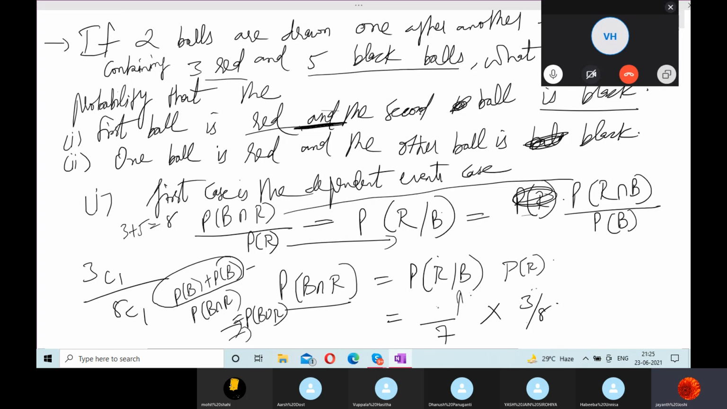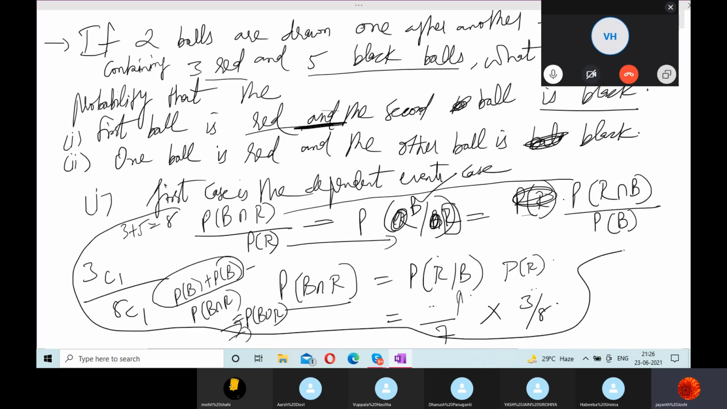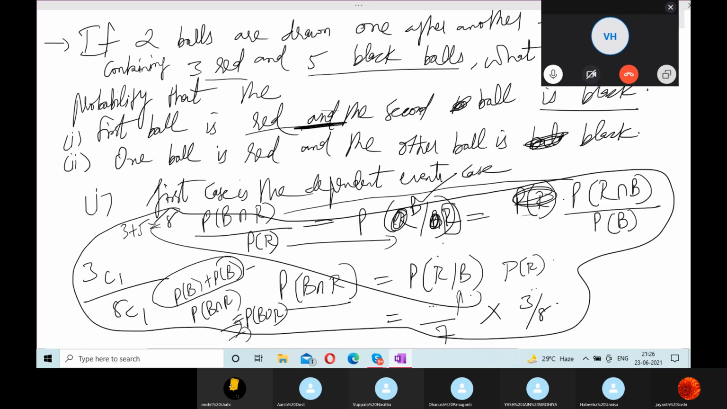Two balls are drawn one after another, containing 3 red and 5 black balls. Okay, I think it should be this case actually. Black, red. Because the first ball should be red. The red ball is already there, and then second is black. Okay. Fine, fine. Just a second. That's what I'm saying, we are not getting an answer for this. I'll do it neatly. Just a second.